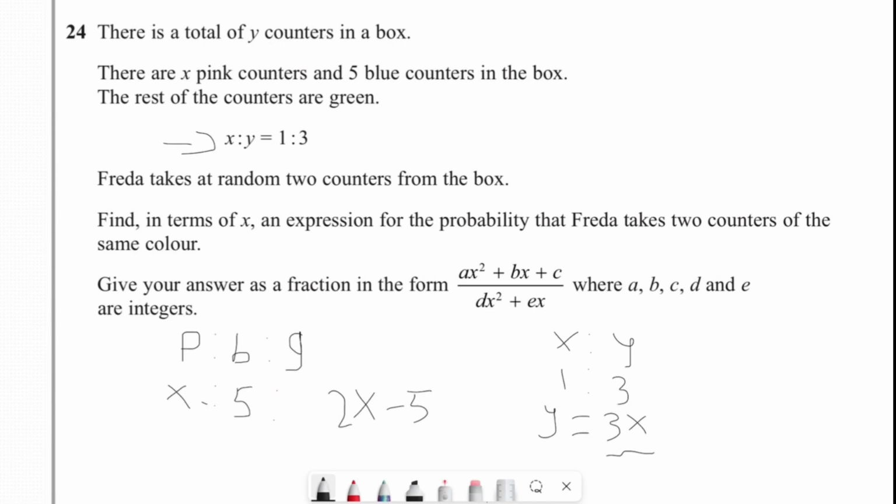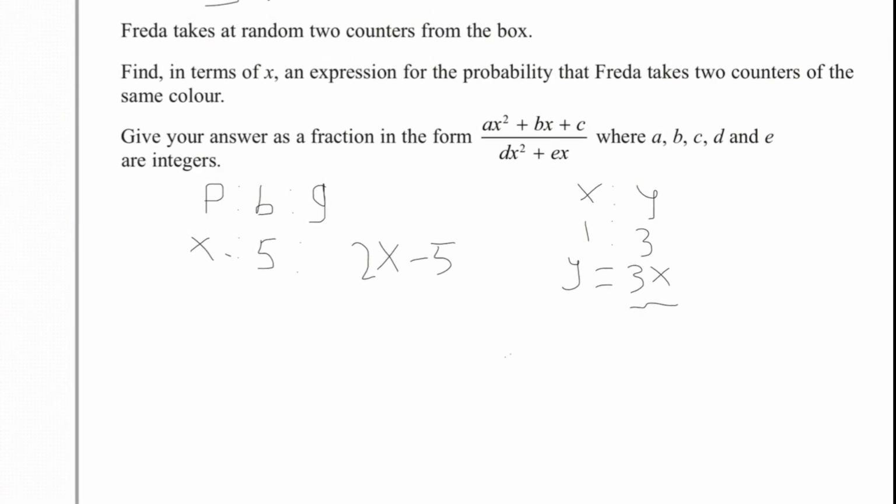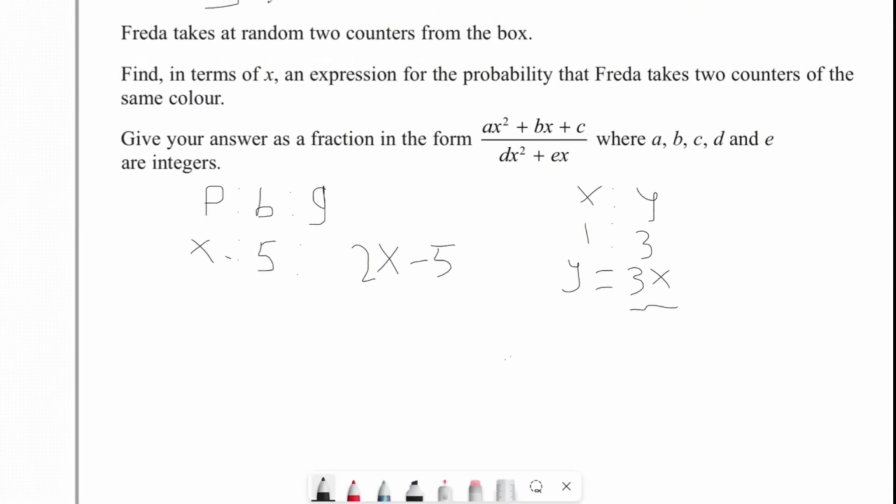Okay, and then the next part of the question is find in terms of x an expression for the probability that she takes two counters of the same colour. And those counters are not replaced. So let's start with pink. We know that there's x amount of pink counters. I'm just going to put a P for pink here. And we know the total number of counters is 3x.